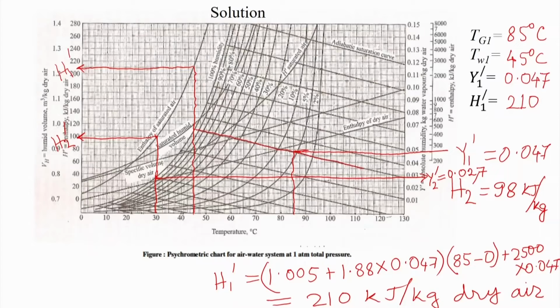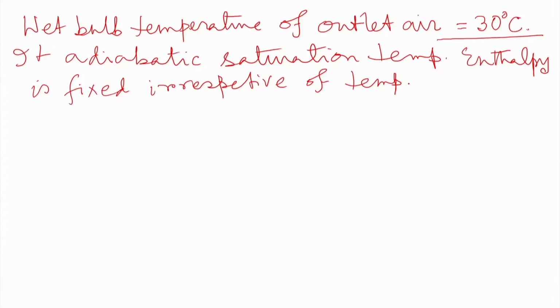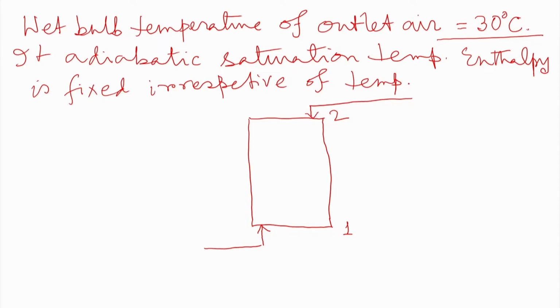Now we are trying to make this dehumidification column like this. This is station 1, this is station 2, and the hot air is entering from the bottom, and cold water is falling from the top. Okay. Now we need to get the GS value.